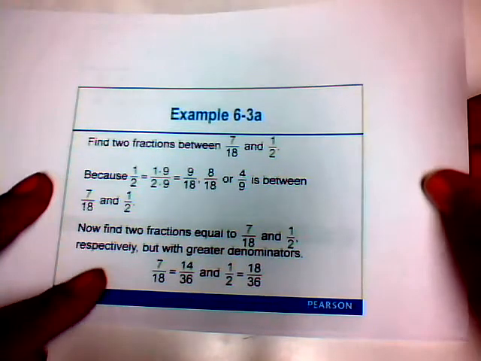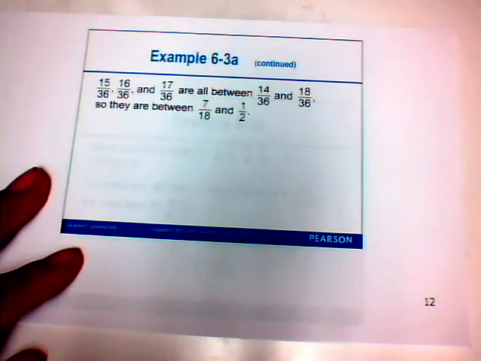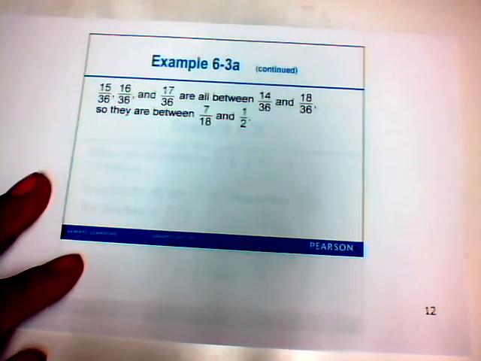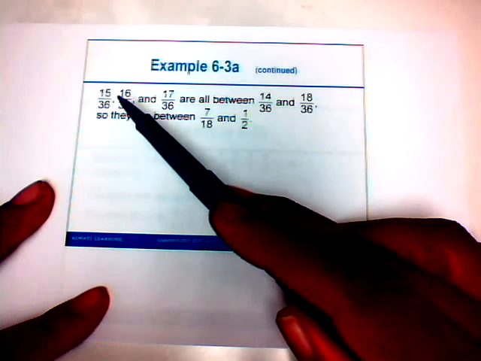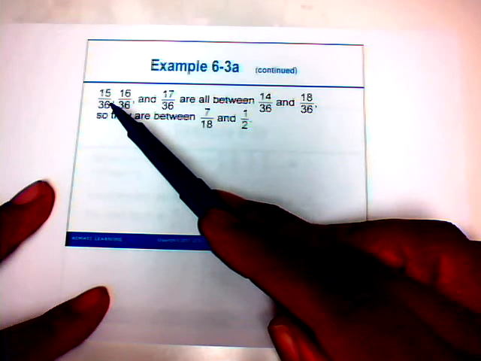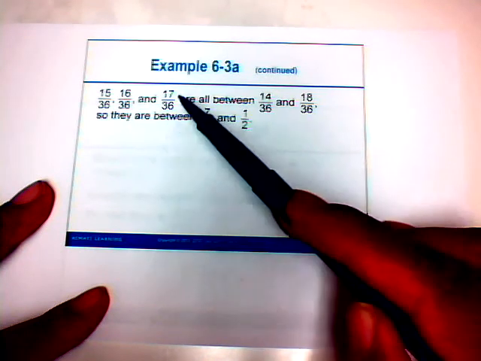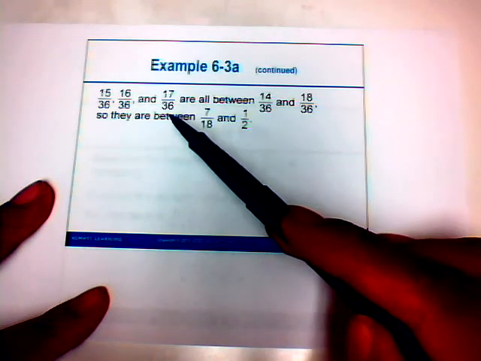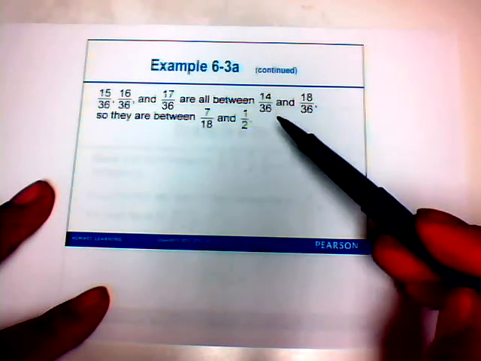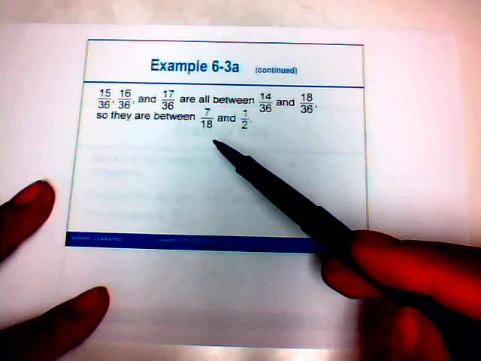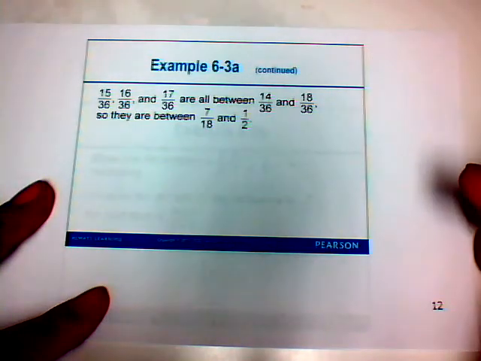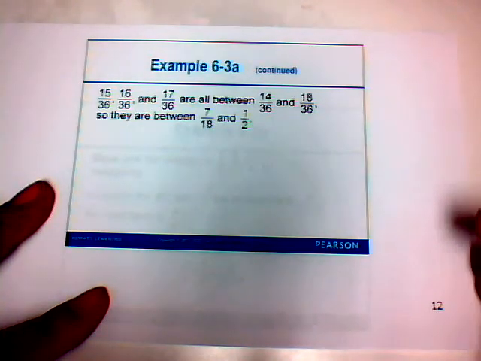Now we can find two fractions that are in between 14/36 and 18/36. And here they are: 15/36, 16/36, and 17/36. They're between 14/36 and 18/36, so they must be between 7/18 and 1/2.